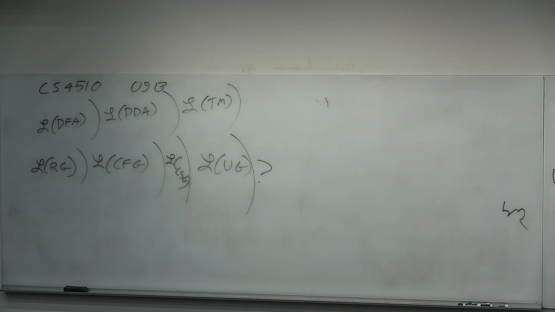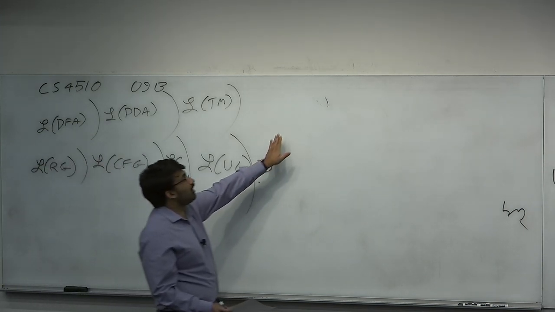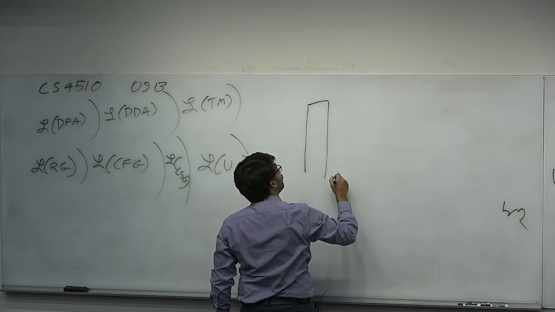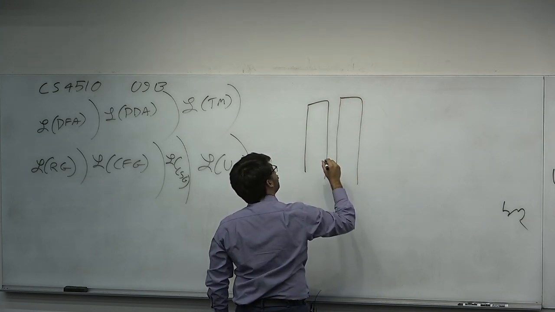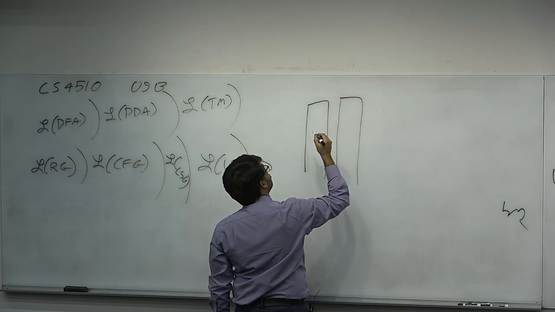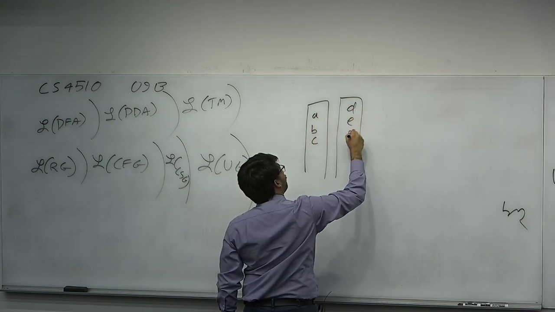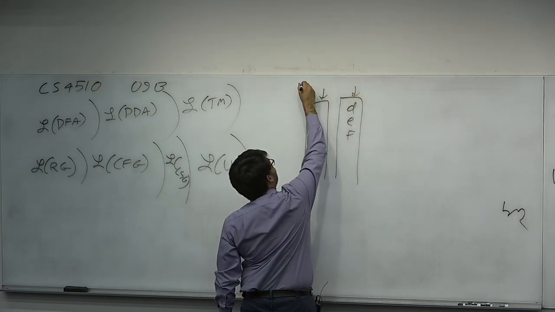All right, any questions on unrestricted grammars? All right, let's get on to the next part, which is a PDA with two stacks. So consider you've got a PDA with two stacks. Say it's A, B, C, D, E, F. And then you can push and pop to them simultaneously.